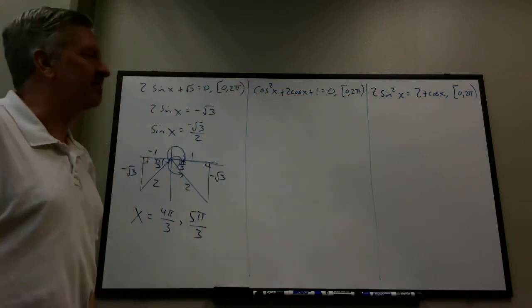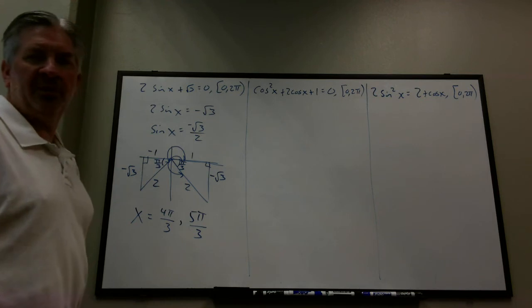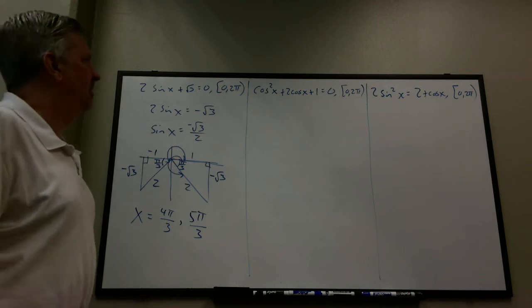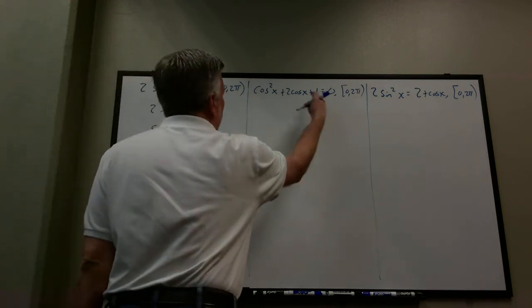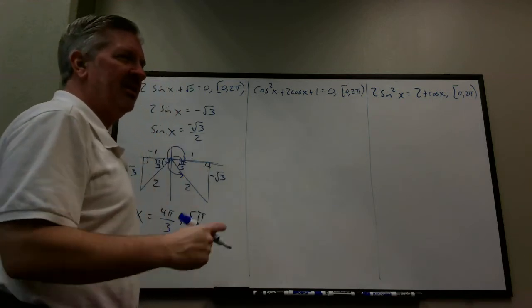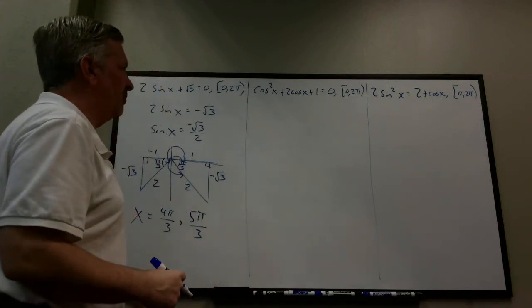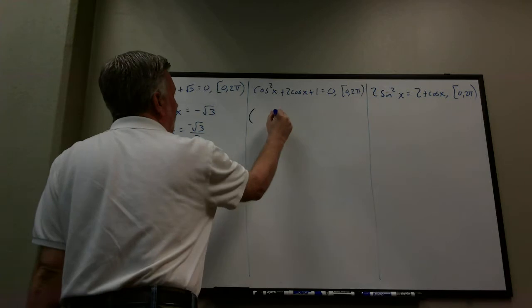That's a quadratic. Okay, and how do you solve a quadratic equation? One way is by factoring. So this is called a quadratic equation in cosine x. Like I said, if you replace cosine x with q, it becomes a quadratic. So let me try to factor this.